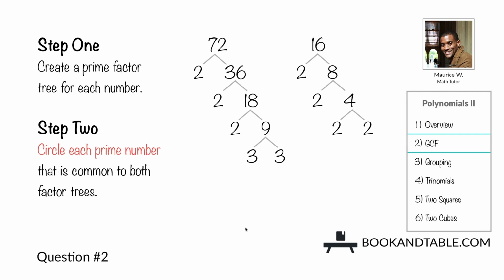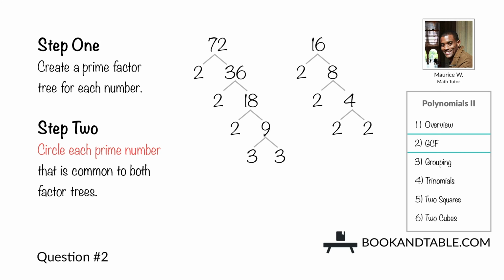Question number 2. You are asked to find the greatest common factor of 72 and 16. So step 1, create a prime factor tree for each number. 72 is an even number, so we start by dividing it by 2, giving us 2 times 36. 36 is an even number, so we divide it by 2, giving us 2 times 18. 18 is an even number, so we divide it by 2, giving us 2 times 9.